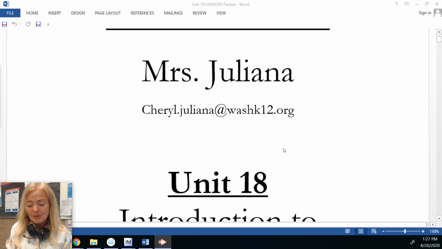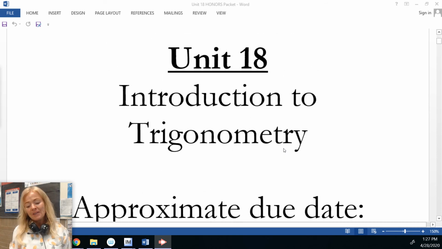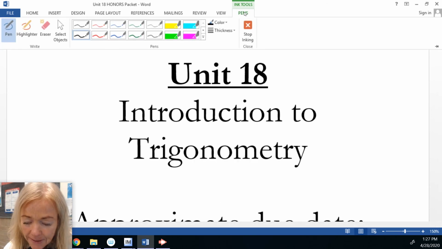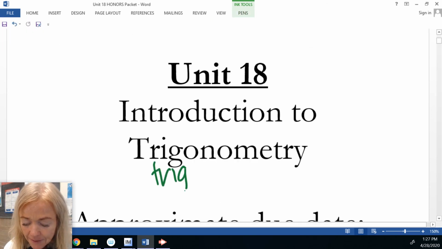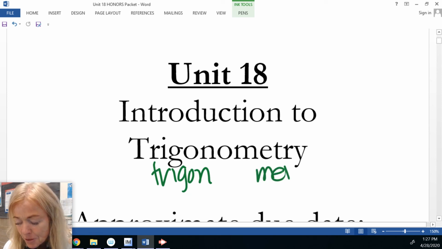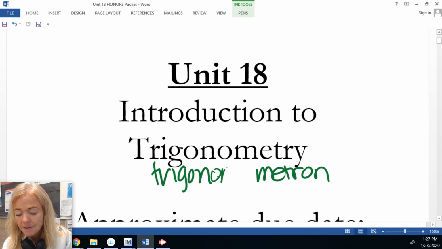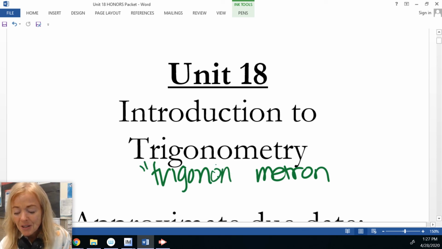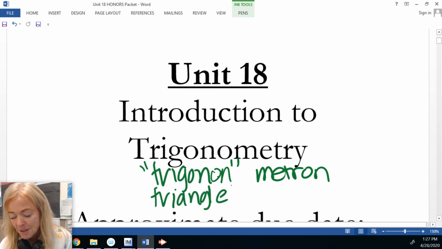We're going to do Unit 18, so we're starting a whole new unit. It is Introduction to Trigonometry. Trigonometry comes from the Greek words trigonon and metron. I think that's right, if I remember right. It's been a while since I looked it up. But trigonon means triangle, and metron means measure.